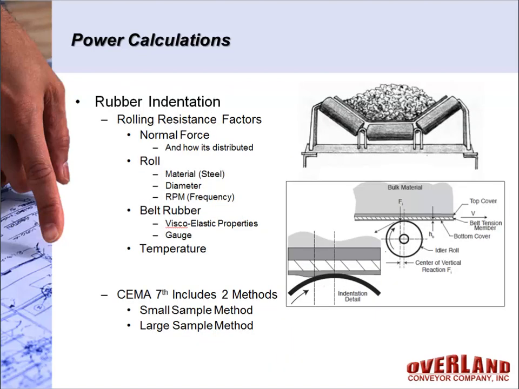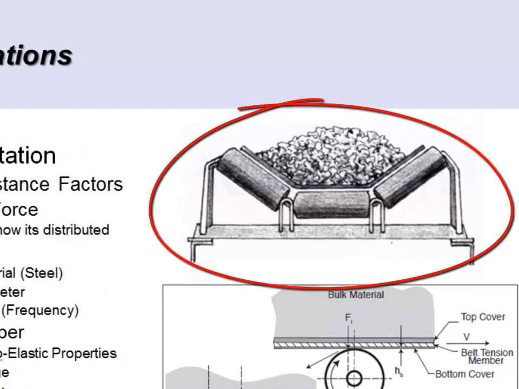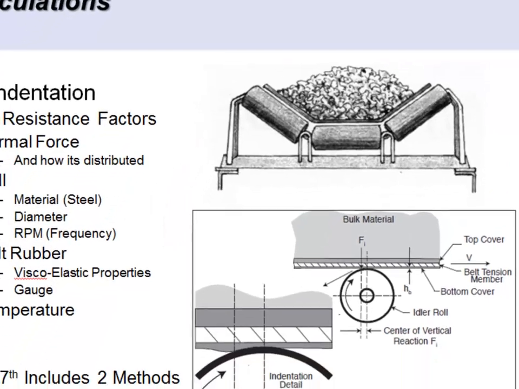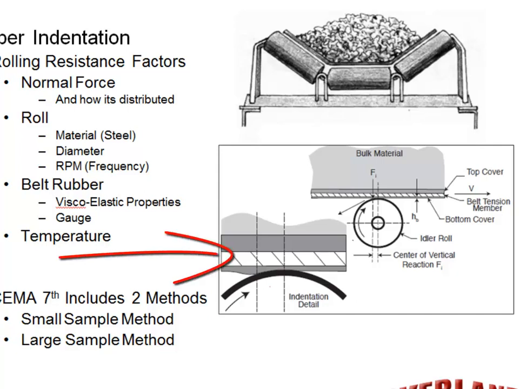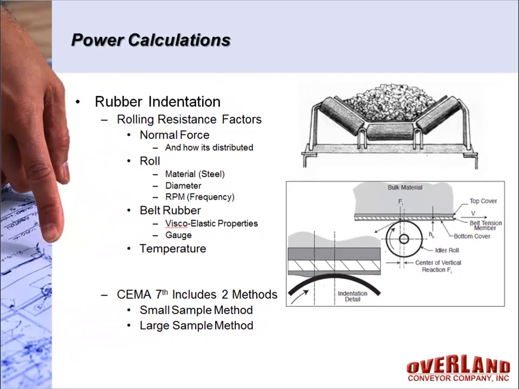The rubber rolling resistance is based on several factors. The top chart here, the normal force, how the load is actually pressing on the rubber, is obviously a very important factor. Secondly, the rolls themselves, the material, the steel sleeves of the rolls, or rubber, whatever they are, the diameter of the rolls, and the RPM, or frequency of the rolls, or how fast the belt's moving, is a factor. The rubber properties themselves, the viscoelastic properties of the rubber, is very important. The thickness of the rubber, and then the temperature, the ambient temperature. Those are all factors that go into rubber rolling resistance, and it makes it a very complicated process. It's not just a matter of using one number to vary all these properties. They all vary in a non-linear manner, and that's what we're here to talk about for a few minutes.